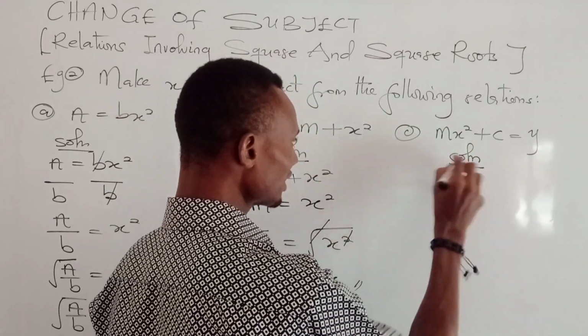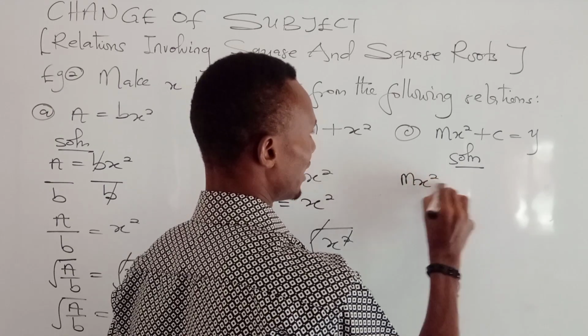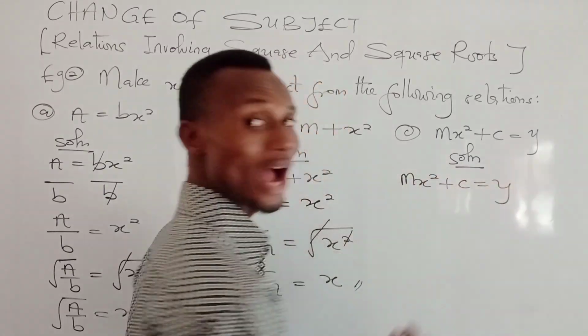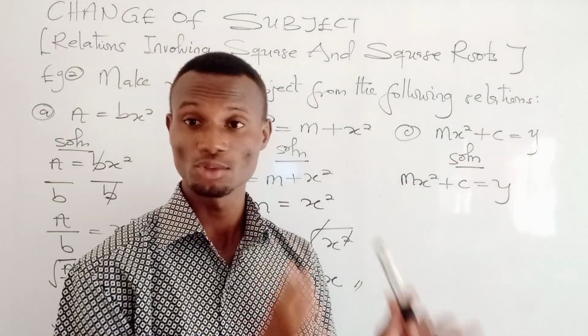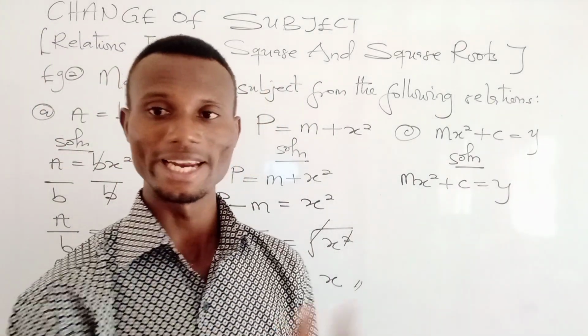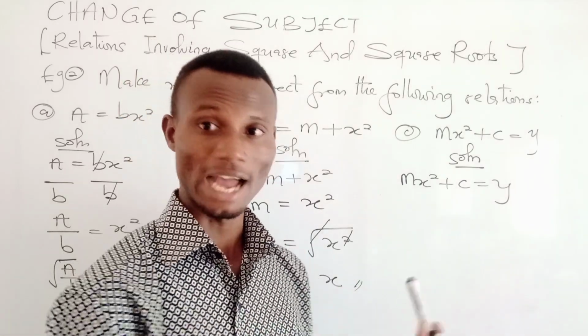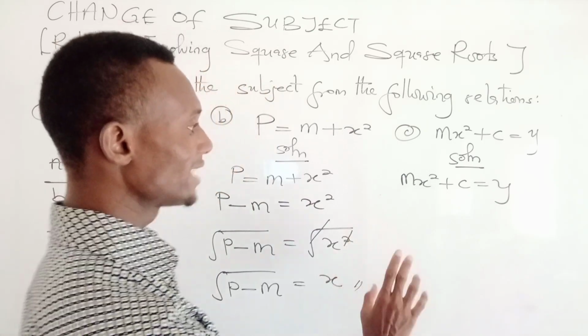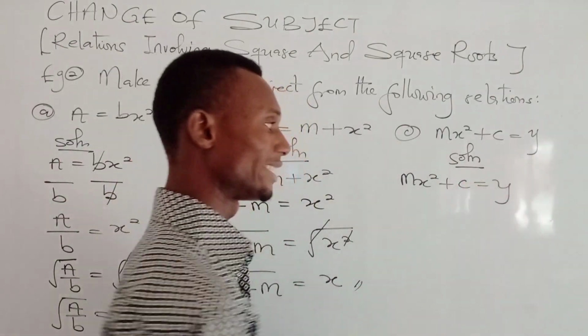I'm going to repeat the question. I have ms squared plus c equals y. We have to make s the subject, meaning that s should stand alone in the given equation. Everything which is attached to s, we are going to move away. So now let's start by moving this c away first.